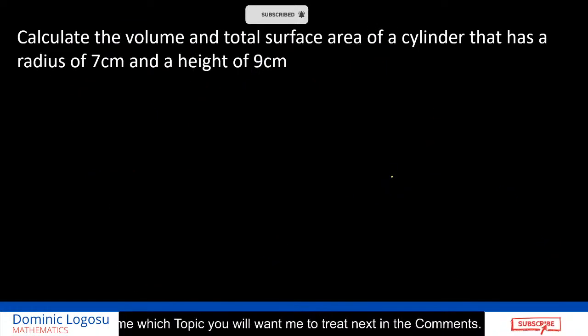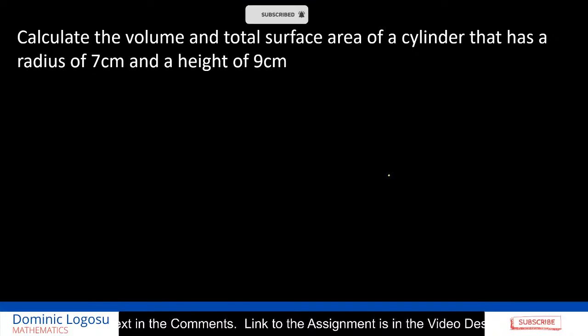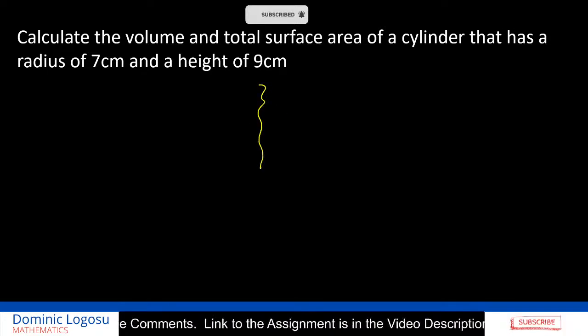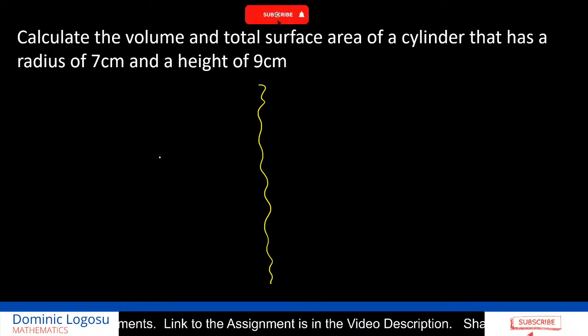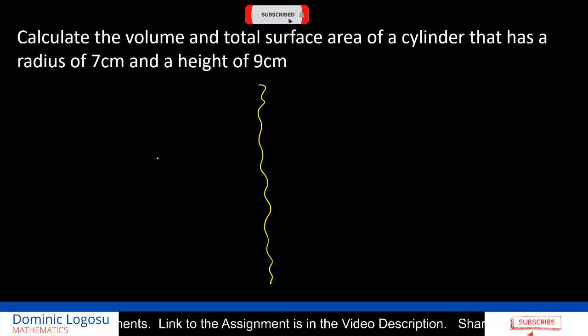The next question says: calculate the volume and total surface area of a cylinder that has a radius of 7 centimeters and height of 9 centimeters. So this is actually a 2-in-1 question. So what I'm going to do is divide this side into 2, and then we are going to look at how to find the volume and the total surface area.